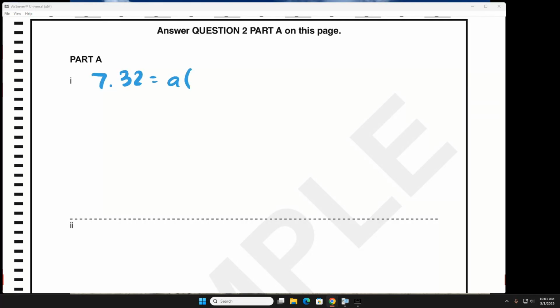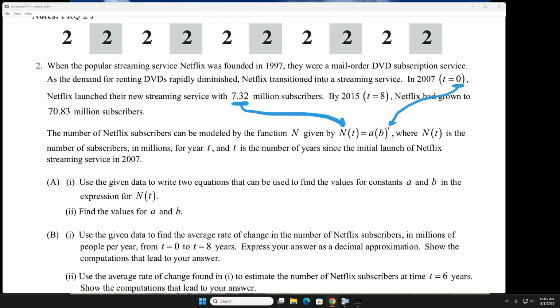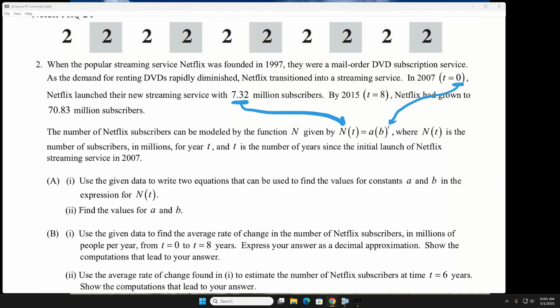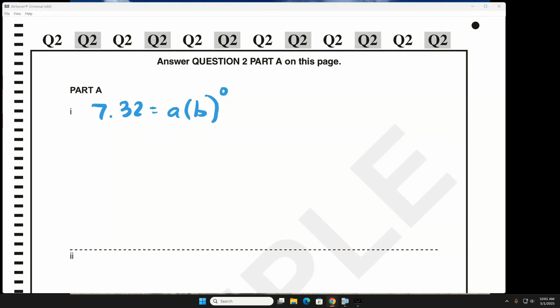So when you do this, A and B have to stay A and B, and everything else is a value put in for them. All right, and then the other part has that when T is 8, there's 70.83 million. So we're going to put 70.83 in for N, and we are going to put 8 in for T.